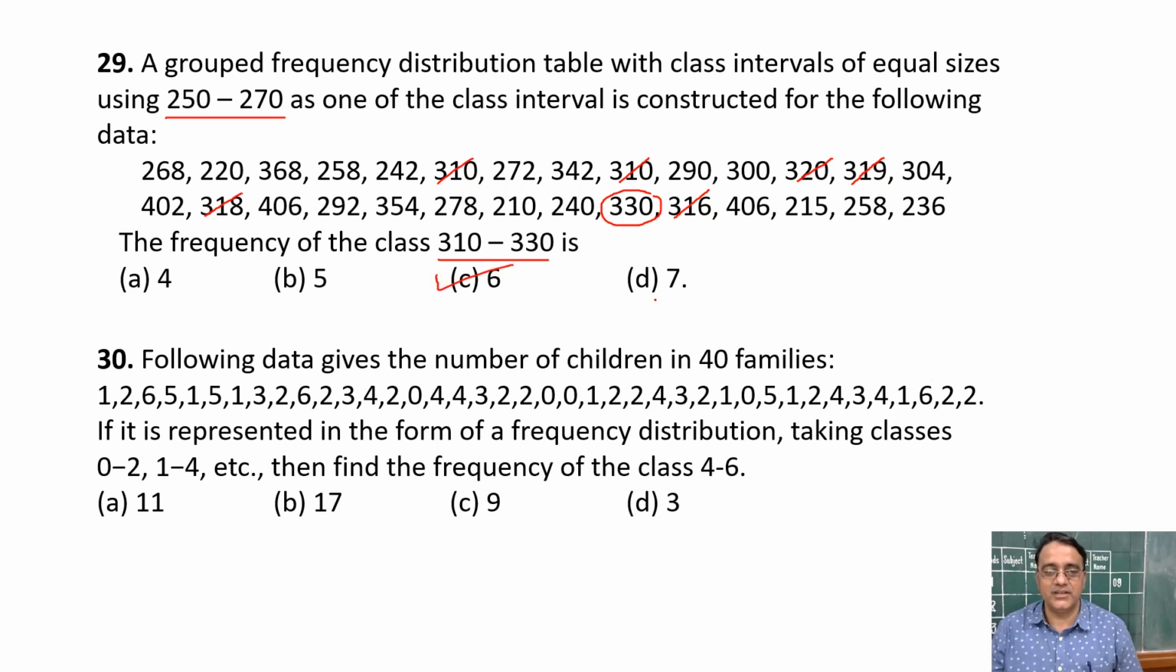Right. Now the 30th question, the last question of today's session. The following data gives the number of children in 40 families. If it is represented in the form of a frequency distribution taking classes 0 to 2, 2 to 4, etc., then find the frequency of the class 4 to 6. So 4 we can include, 6 we should not include.